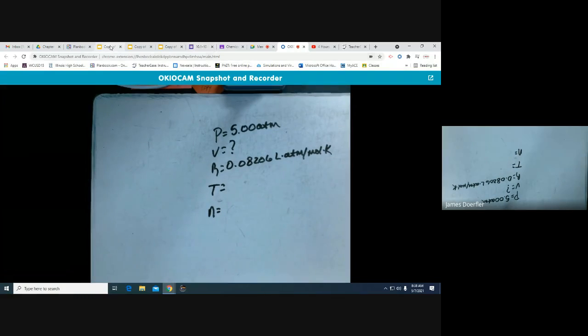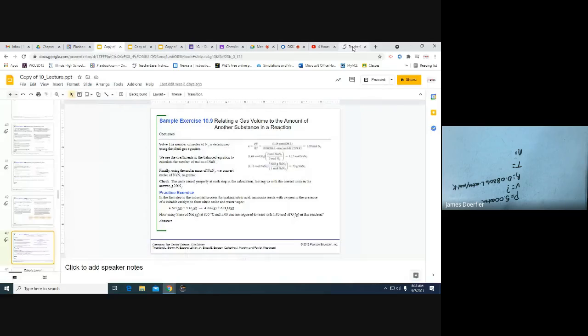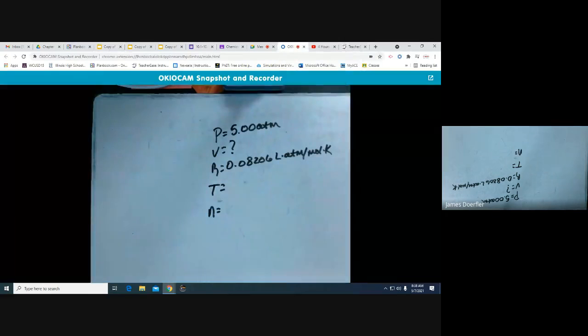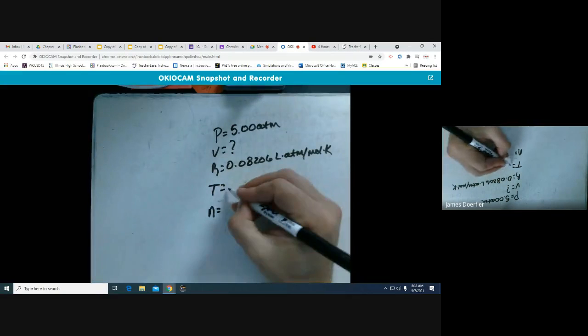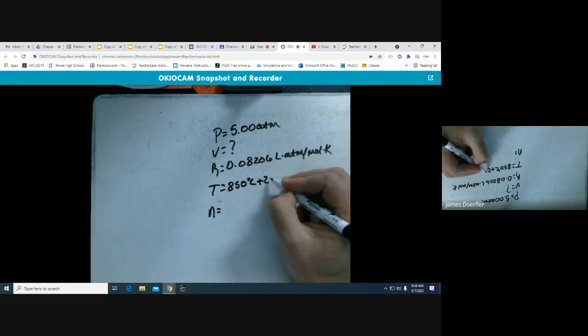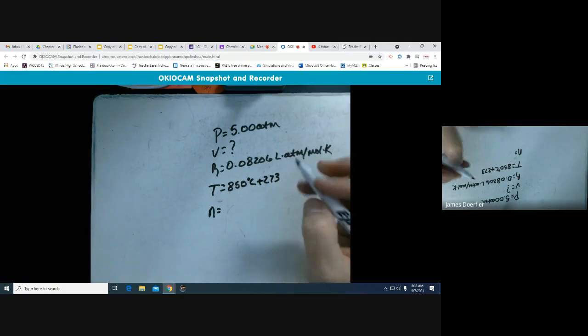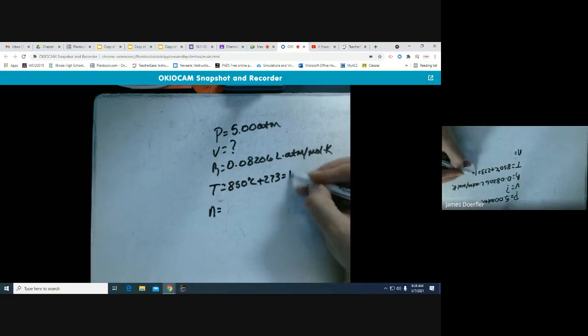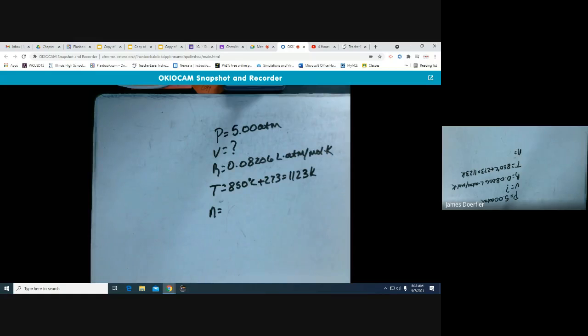That's not in the correct unit. So we must take 850 degrees Celsius, add 273, and we should get 1123 Kelvin. Please check. Okay, good. And now that just leaves us with moles.